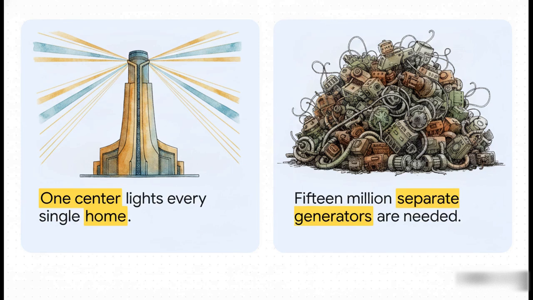Now consider this really stark mathematical contrast of efficiency. To light up this city of 15 million, you essentially have two theoretical options. Option 1, one power plant, a single, centralized, unified source that efficiently lights up every single home. Option 2, 15 million generators. Think about it. If every single house was entirely disconnected and independent from a grid, you would need 15 million separate, distinct power stations to achieve the exact same result. The mathematical difference in complexity, effort, and efficiency there is just staggering.